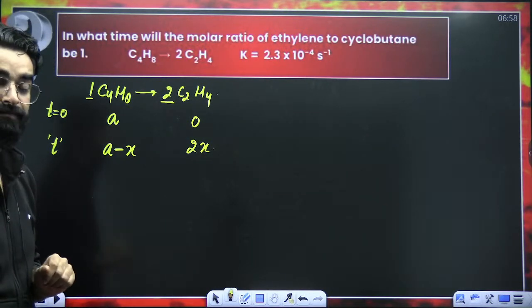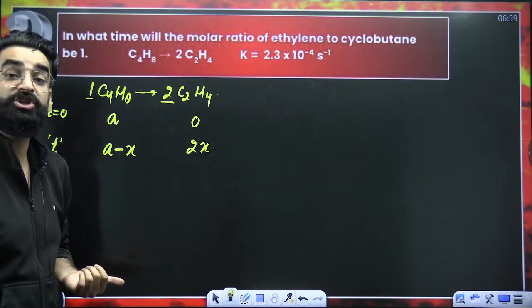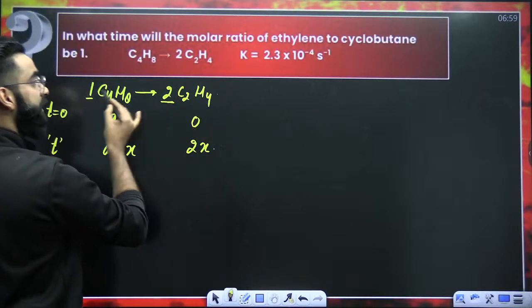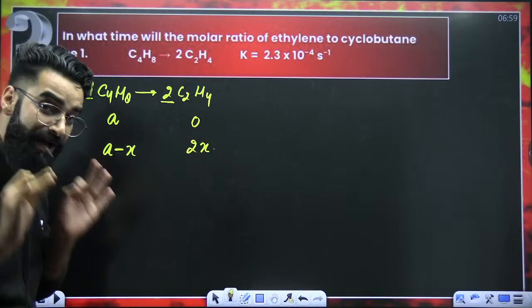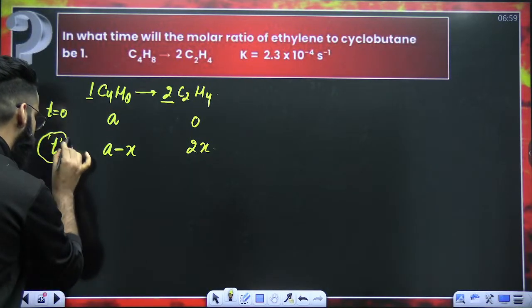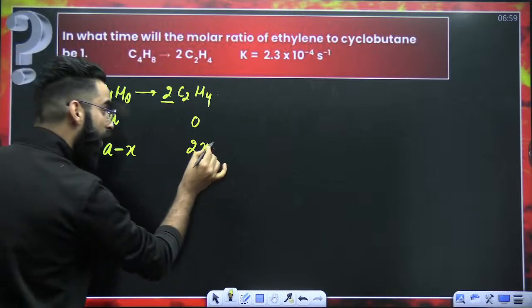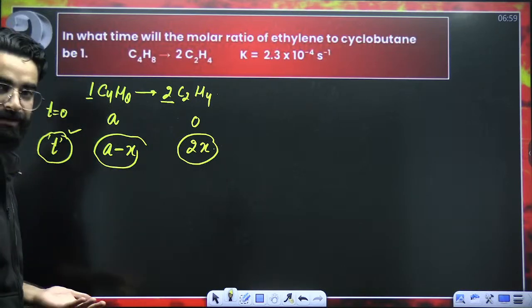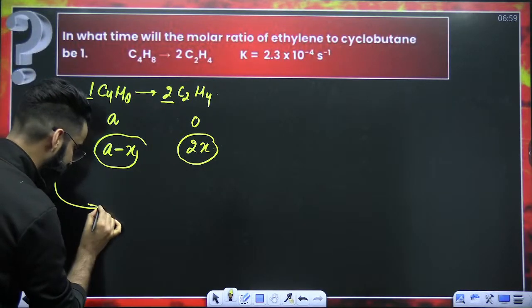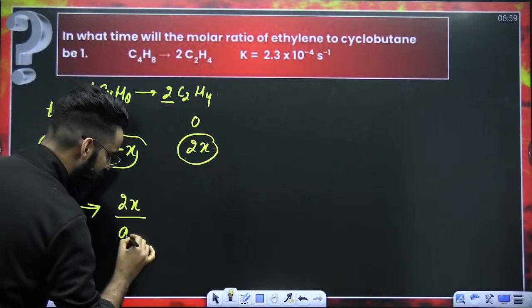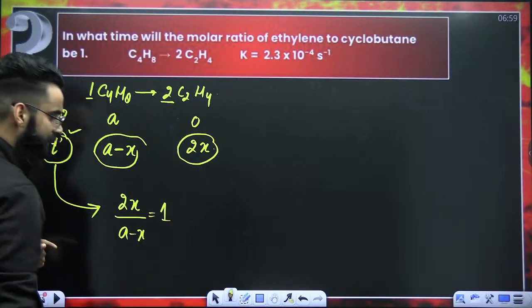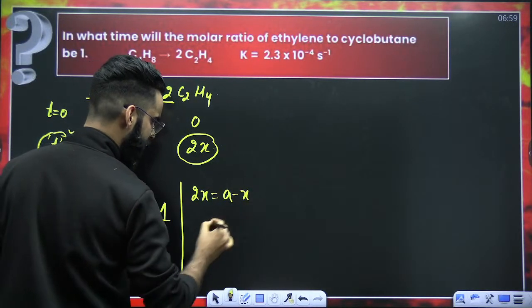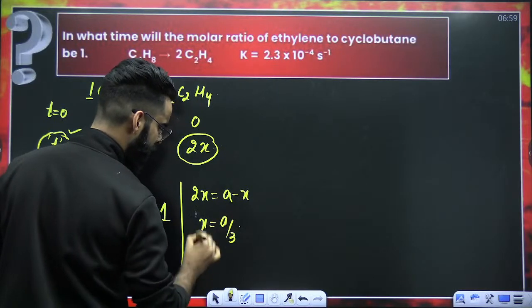What do we have to calculate? At what time will the molar ratio of product to that of reactant be equal to 1? So I'm assuming this is the time t at which the ratio of the moles of product to that of reactant is equal to 1. So 2X divided by A minus X is equal to 1, right? From this result, I can say 2X is equal to A minus X, or you can say X is equal to A by 3.